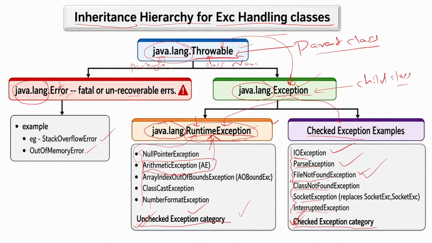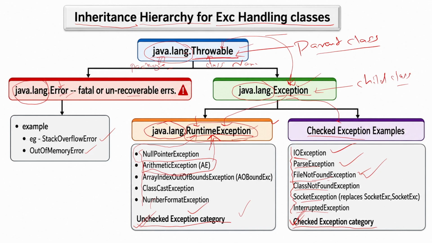So this is the hierarchy of exception handling classes. These are the classes which are used in exception handling. These are the main classes, and whatever individual exception class there is, it will belong to either the unchecked or the checked exception category.